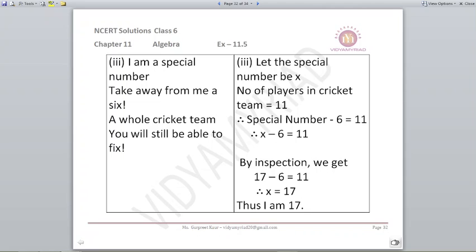I am a special number. Take away from me a 6. A whole cricket team you will still be able to fix. So let that special number be x. And how many players are there in a cricket team? We know 11. So what is that special number? So special number, you take away 6 from it. Minus 6 is equal to 11. So x minus 6 is equal to 11. So x should be 17 to get the numbers.